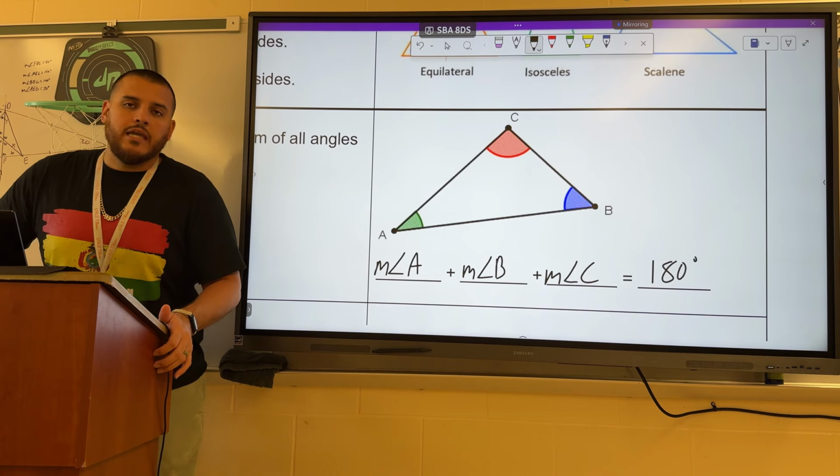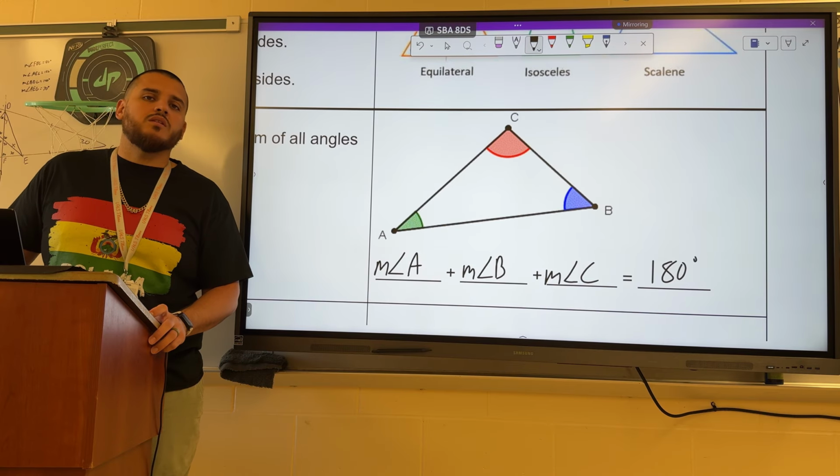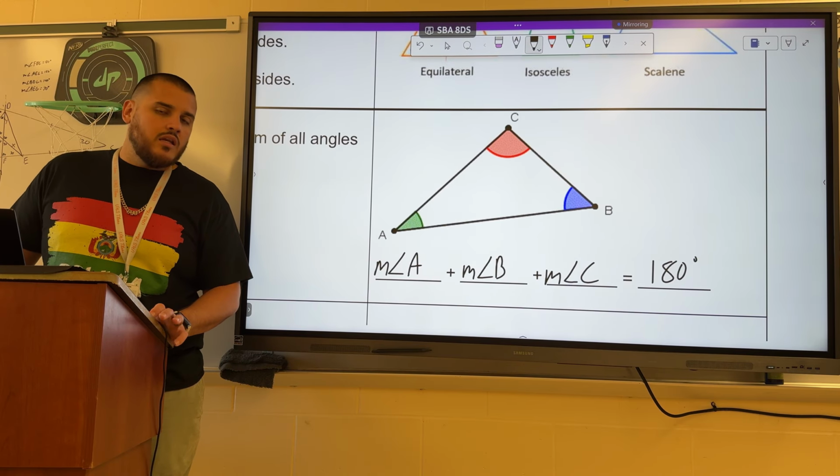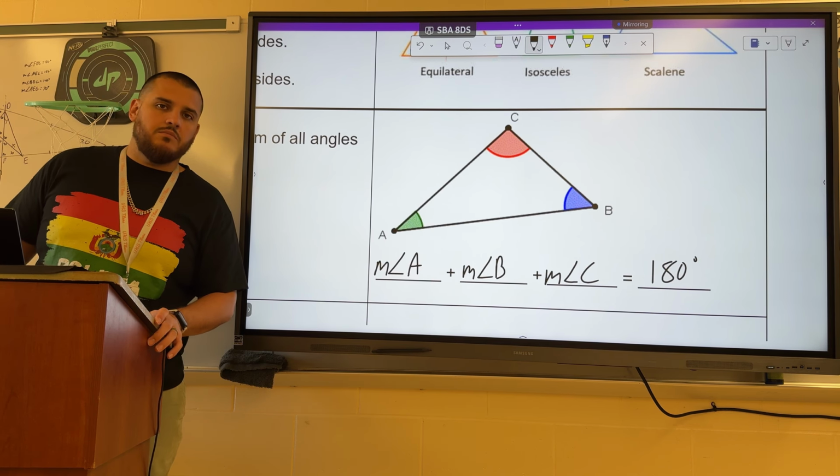This is true, again, no matter what type of triangle it is. Scalene, isosceles, equilateral, right, obtuse, acute. All three angles in any triangle must add up to 180 degrees. That's the triangle sum theorem.